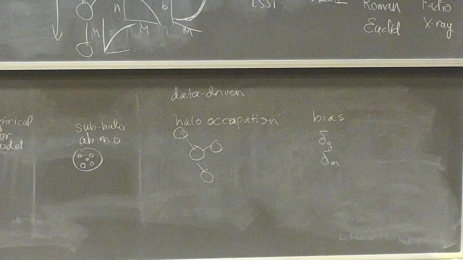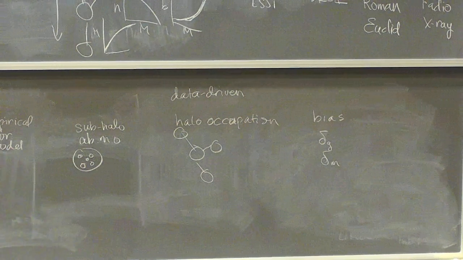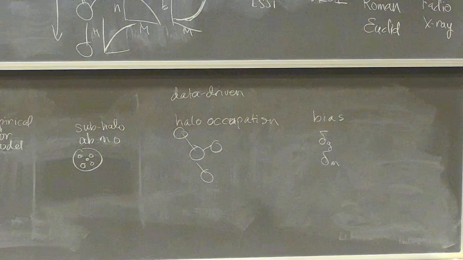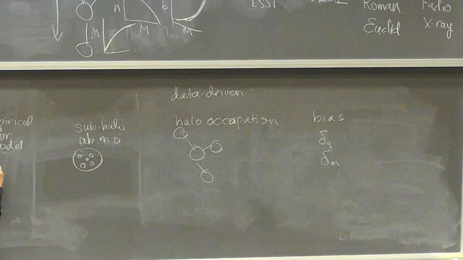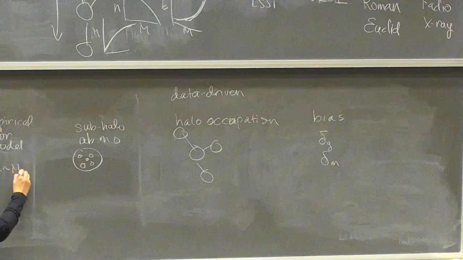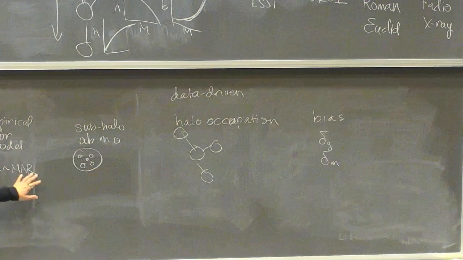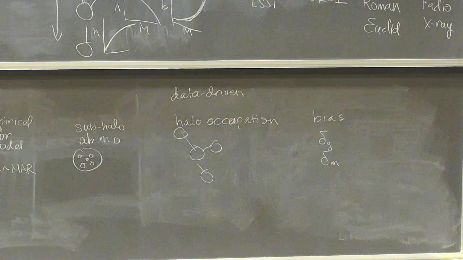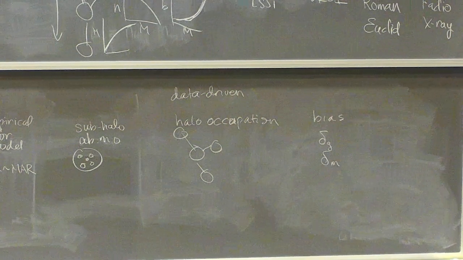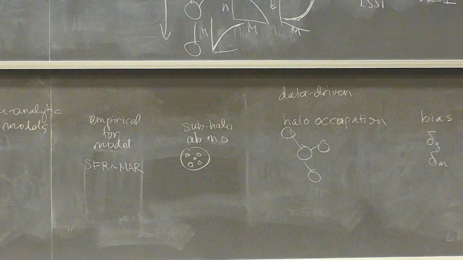An example that I worked on is a model where we just make a basic assumption that the star formation rate of a galaxy is related to the mass accretion rate of a halo, and we just do statistical matching with large data sets.